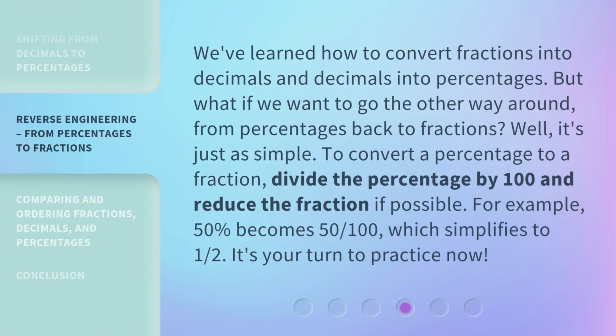We've learned how to convert fractions into decimals and decimals into percentages. But what if we want to go the other way around, from percentages back to fractions? Well, it's just as simple. To convert a percentage to a fraction, divide the percentage by 100 and reduce the fraction if possible. For example, 50% becomes 50/100ths, which simplifies to 1/2. It's your turn to practice now.